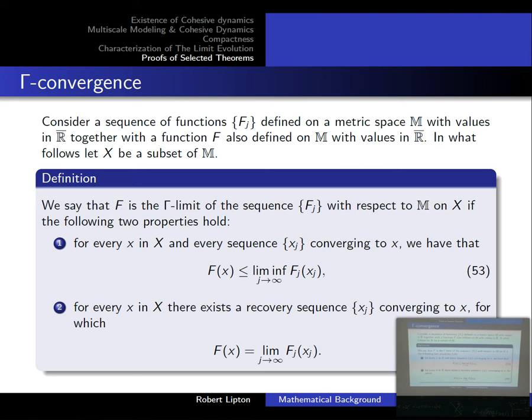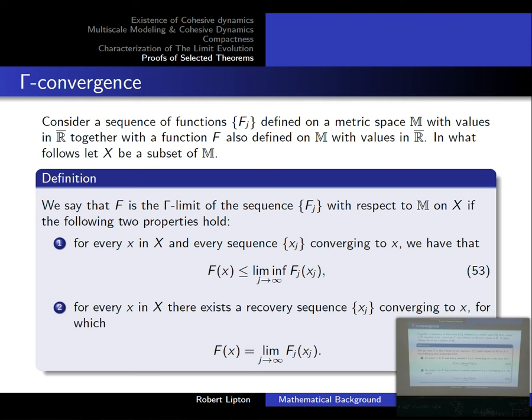Okay, so let's say what gamma convergence is, and then I'll say why you want it and when you want it. So we have a sequence of functions defined on a metric space with values in the extended real line, together with some sort of what we're going to call target function, also defined on that metric space with values in the extended real line. And we let X be a subset of that metric space.